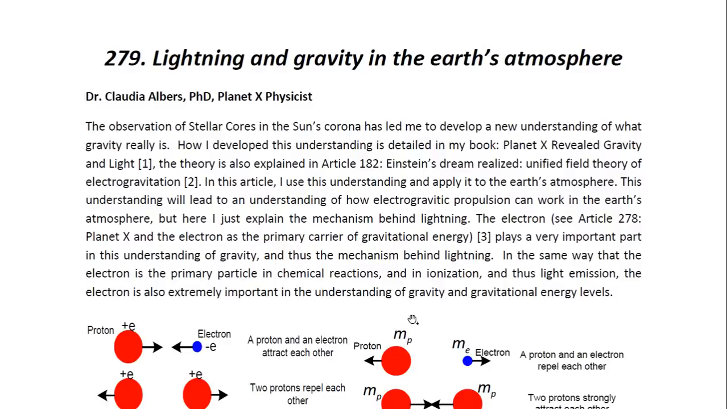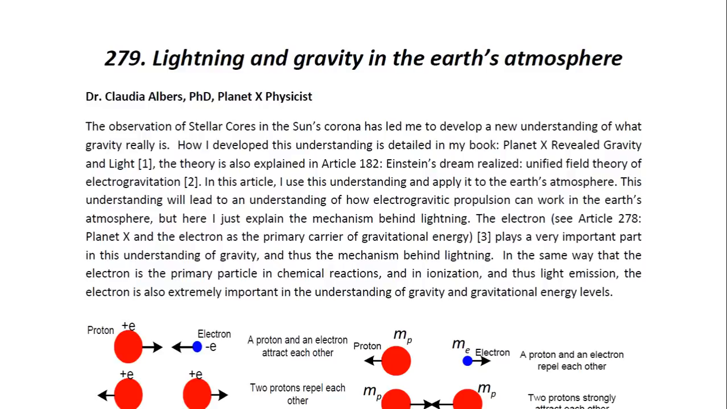In this article, I use this understanding and apply it to the Earth's atmosphere. This understanding will lead to an understanding of how electrogravitic propulsion can work in the Earth's atmosphere. But here I just explain the mechanism behind lightning. The electron, and this is explained in Article 278 entitled Planet X and the Electrons, the primary carrier of gravitational energy, plays a very important part in this understanding of gravity, and thus the mechanism behind lightning.